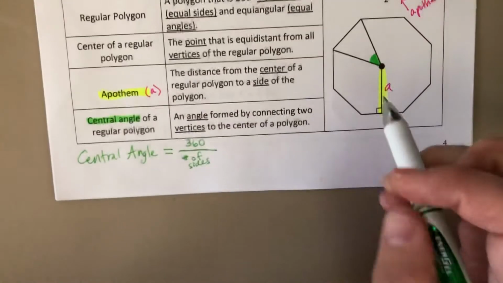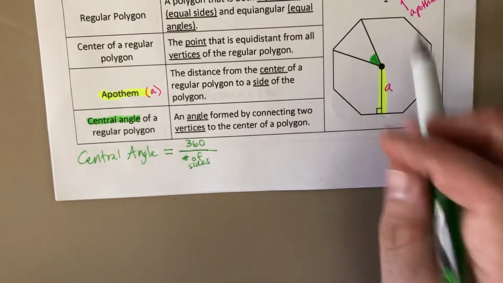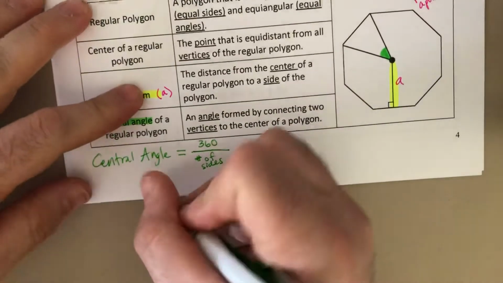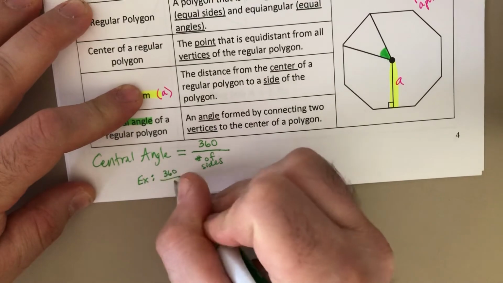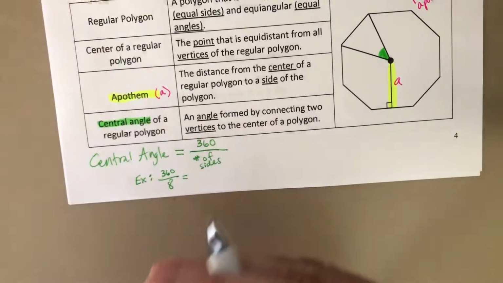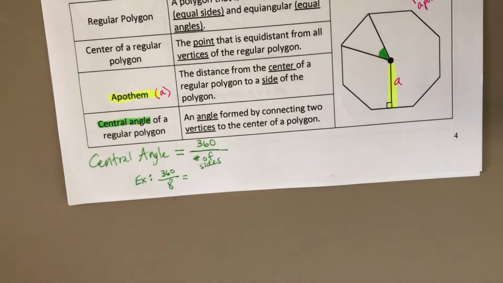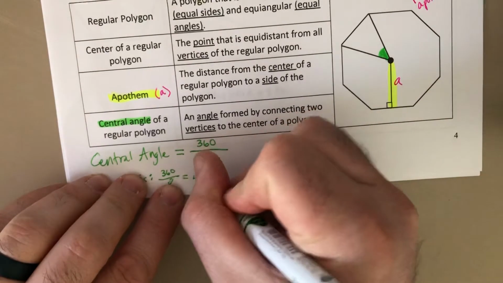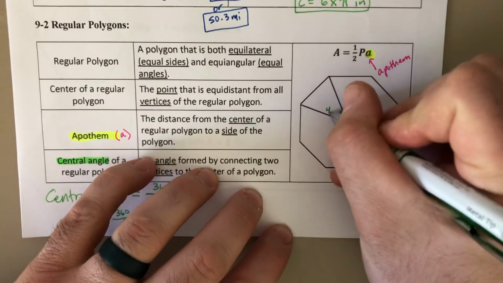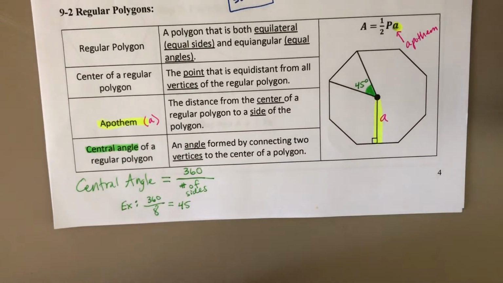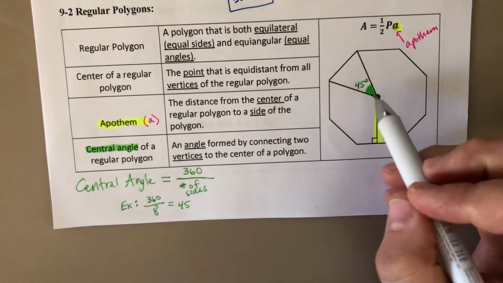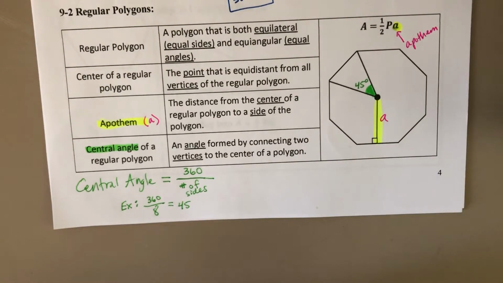By the way, we can find that real quick. We've got an octagon here. We've got 8 sides. So the example that we have, 360 divided by 8 is going to give us 45. So this is a 45-degree angle in there. That's what we're saying. That's how we get the central angle. The angle right there. Okay?